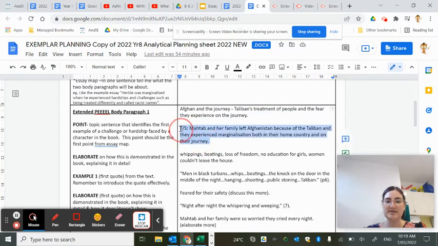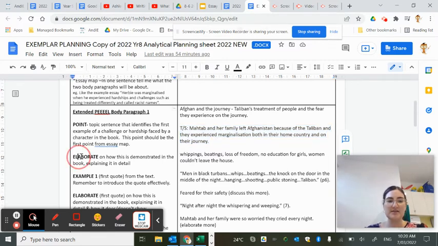Now, my topic sentence, this one here, you can pre-write it in your planning sheet if you want, or you can just dot point what you're going to do. But I've pre-written one. So Mahtab and her family left Afghanistan because of the Taliban, and they experienced marginalization both in their home country and on their journey. Right, so I've said that, then I should know that my body paragraph is going to be about that.